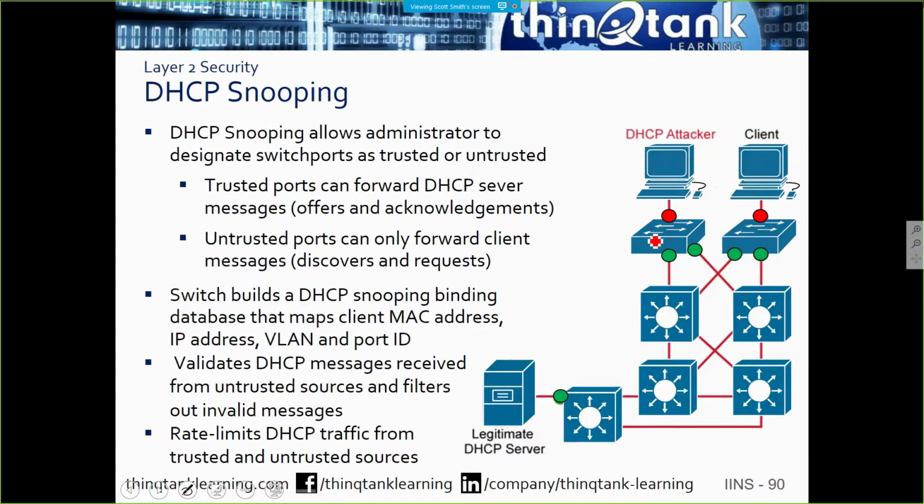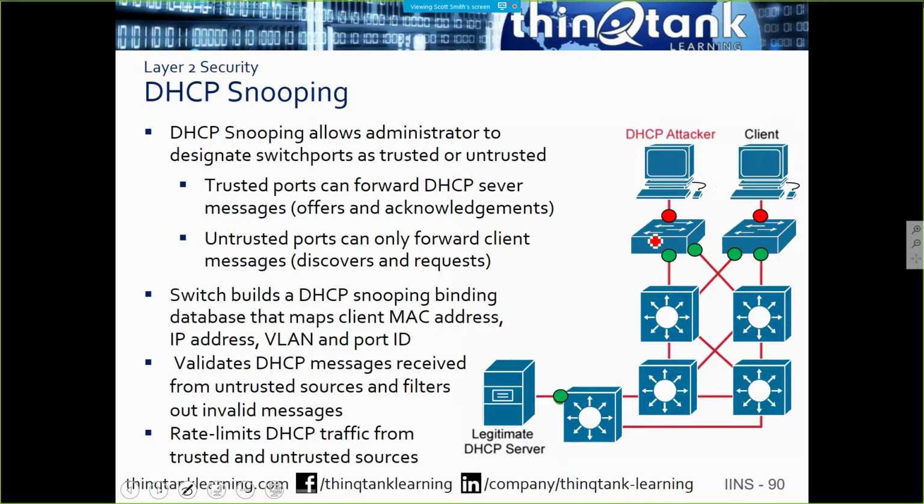Now, there is something else that DHCP snooping does. It builds a database in Flash called the DHCP snooping binding database, where it maps the client's MAC address to the IP address that was assigned, to the VLAN, to the port, which, by the way, can then be used to prevent IP spoofing attacks.